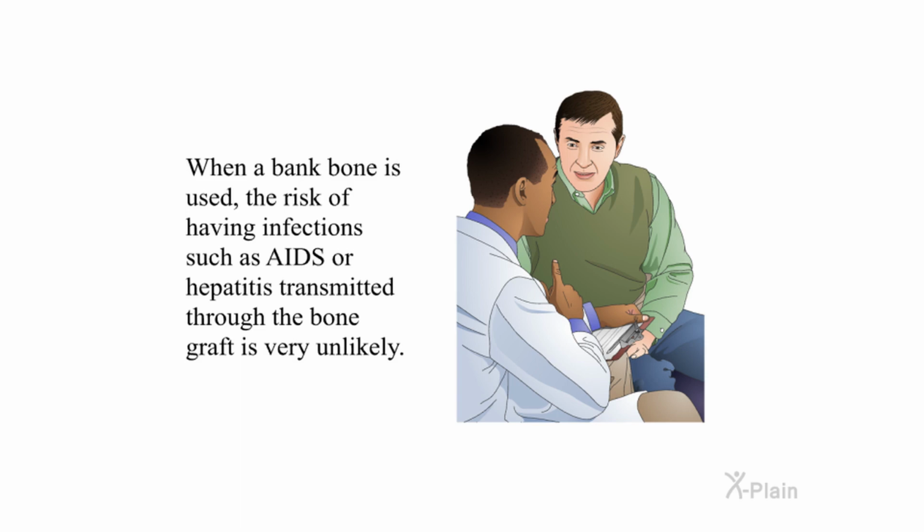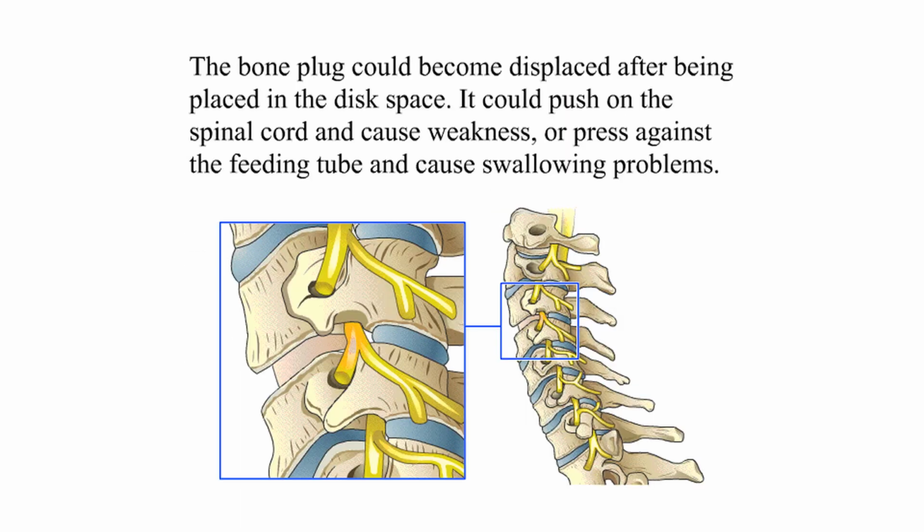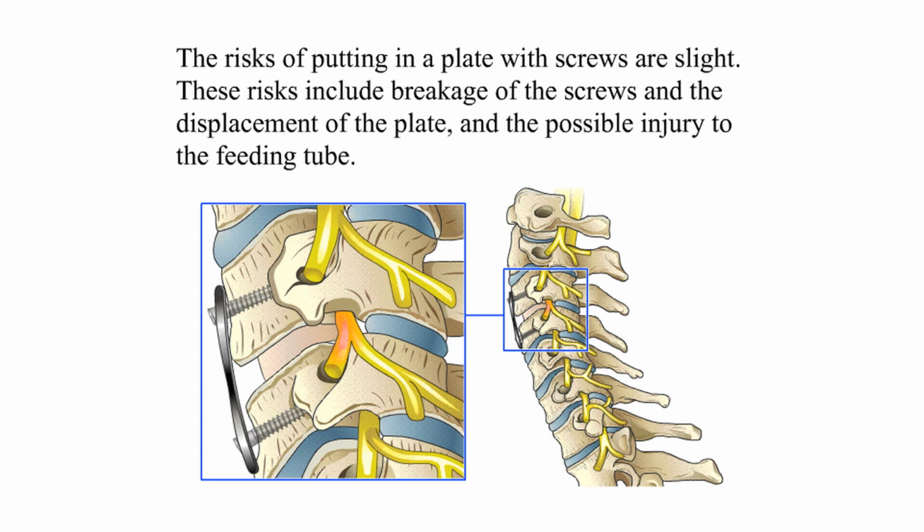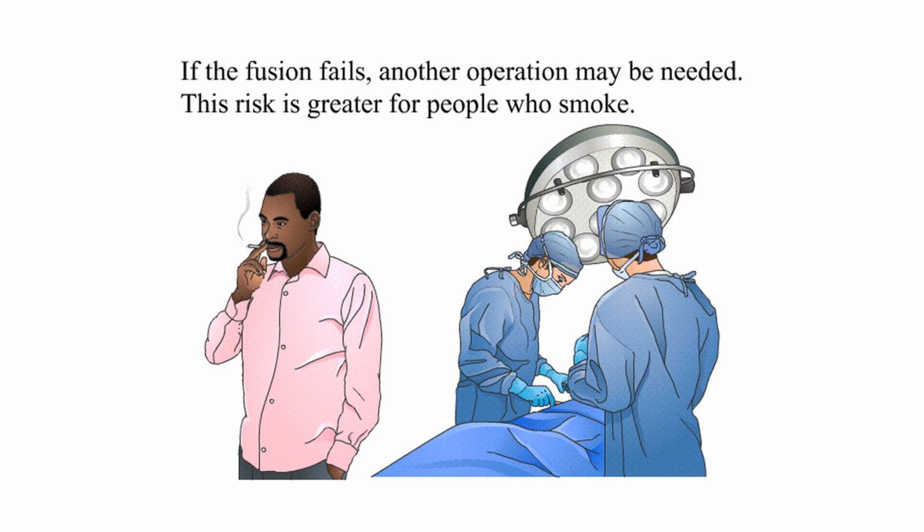When a bank bone is used, the risk of having infections such as AIDS or hepatitis transmitted through the bone graft is very unlikely. The bone plug could become displaced after being placed in the disc space. It could push on the spinal cord and cause weakness, or press against the feeding tube and cause swallowing problems. The risks of putting in a plate with screws are slight. These risks include breakage of the screws and the displacement of the plate and the possible injury to the feeding tube. If the fusion fails, another operation may be needed. This risk is greater for people who smoke.